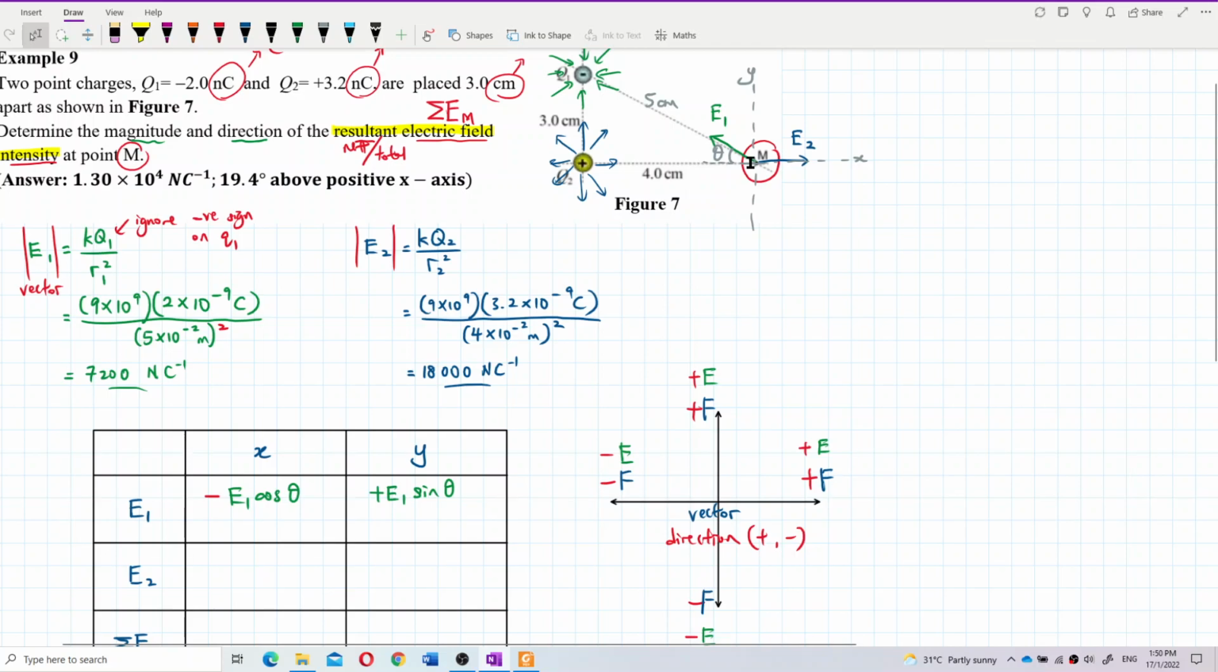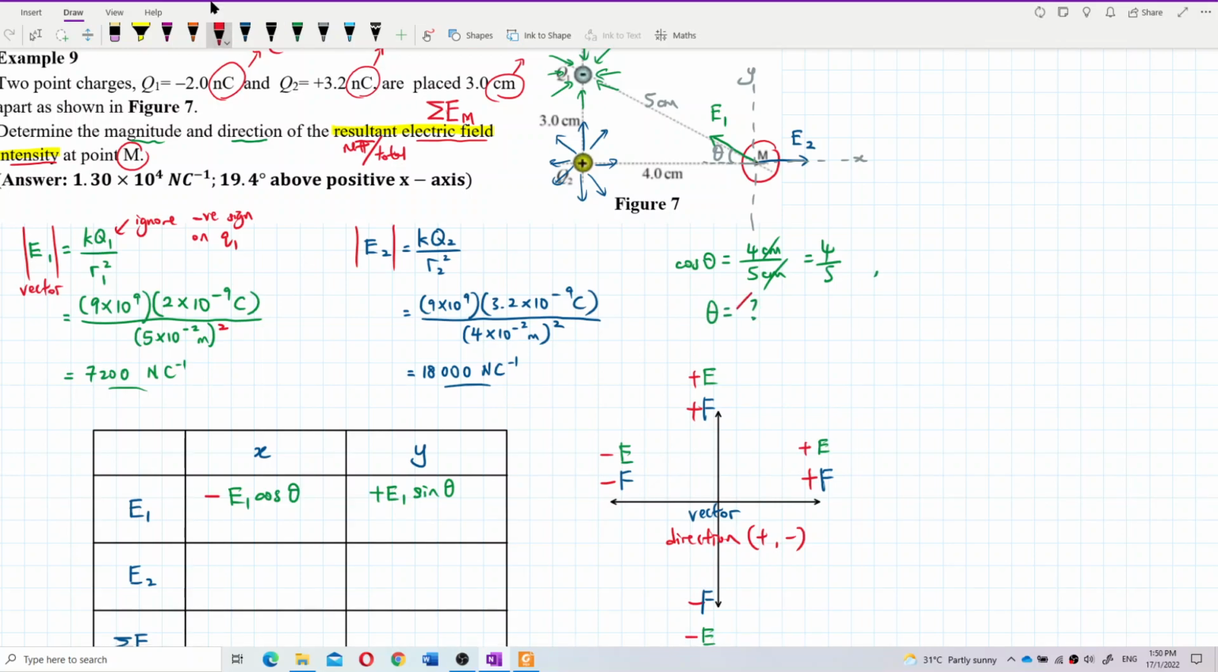First of all, let's start with cosine theta. Cosine theta should be 4 cm over 5 cm. The centimeter we need not care about. So cosine theta is 4 over 5. You see that?